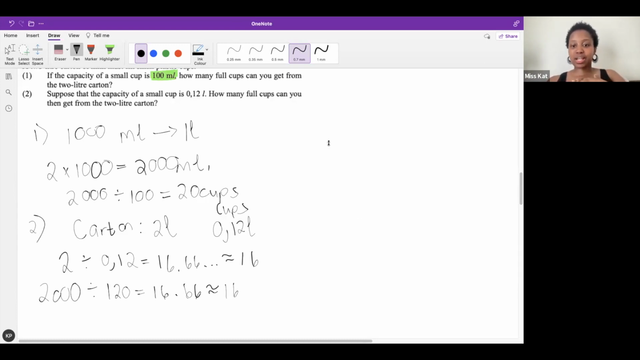Remember, we want to fill the cups, right? So if we say 17 cups, do we have enough for 17 cups, guys? Thank you. You cannot fill the 17th cup. If you point to the 17th cup, it will not be filled to the brim. Remember, it's only 0.6 of the cup. Does that make sense? So with such questions, you need to think carefully.